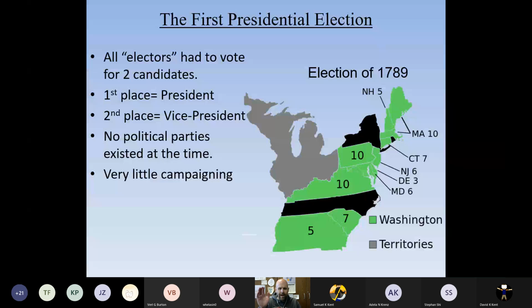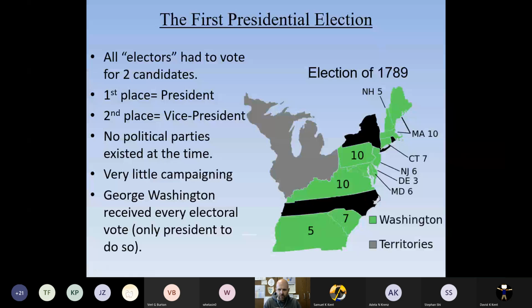Okay. Now, if you look at the map here, you see Washington is the only name listed there. You see the territories, and you see these states in black, which we'll talk about in a minute. But I'll just tell you right now, Washington wins every electoral vote. It shouldn't be surprising, but I'll tell you, he wins it twice because Washington is reluctantly, I really mean it this time, reluctantly going to choose to run for a second term.